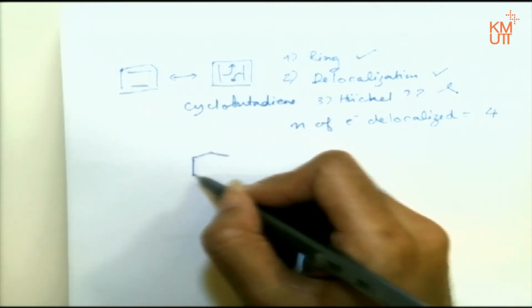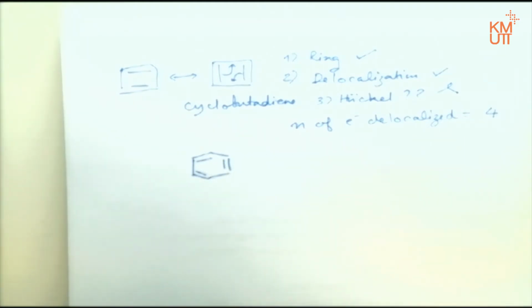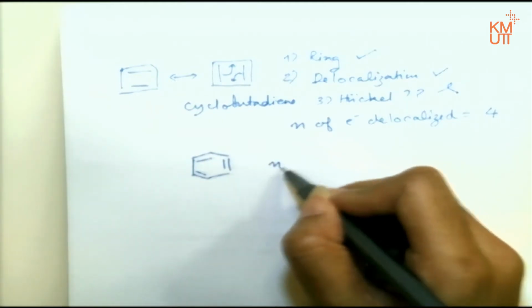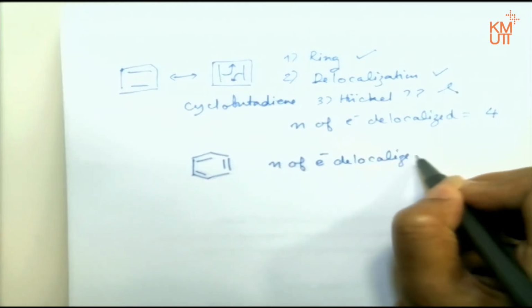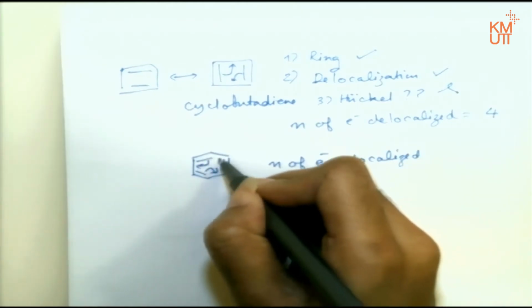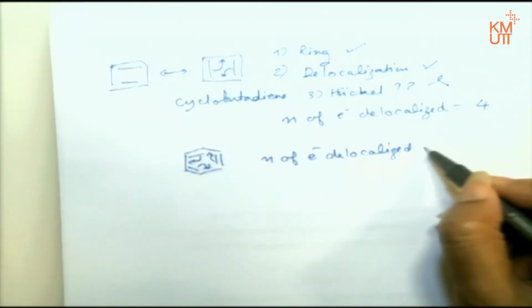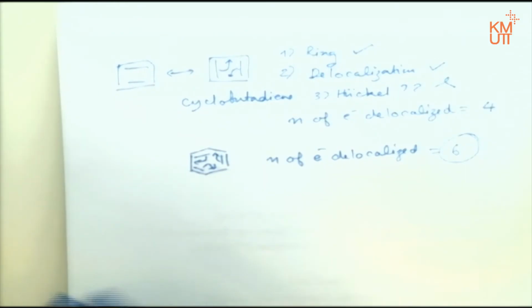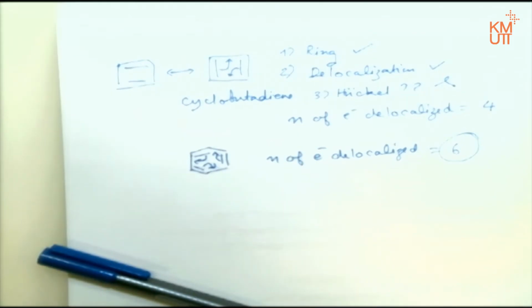So how about benzene? What is the number of delocalized electrons here? 6. You just count the number of electrons that move. So 2 electrons for 1 double bond, so 3 double bonds, and 6 electrons move around. It means the electrons can delocalize. So this is 6, and this follows the rule.